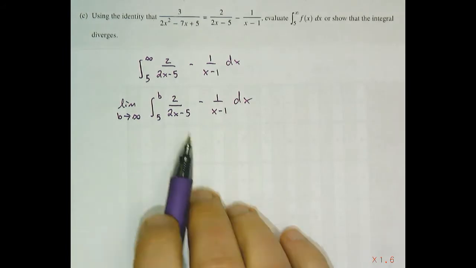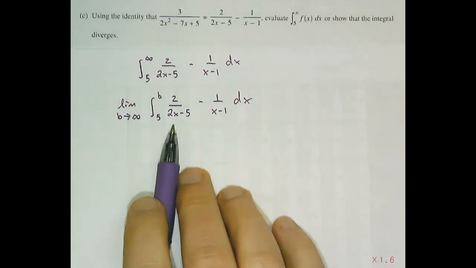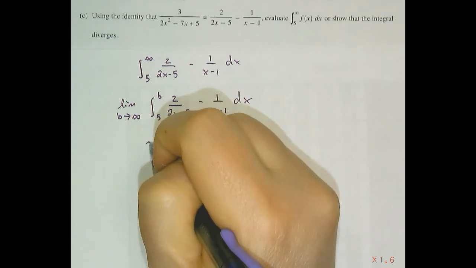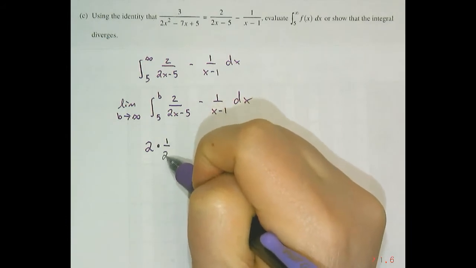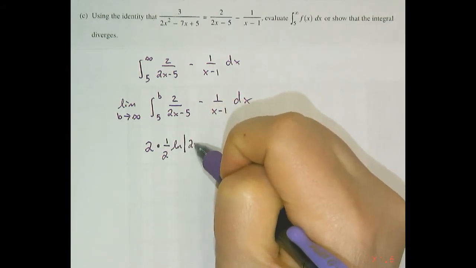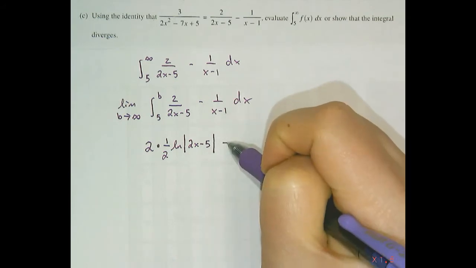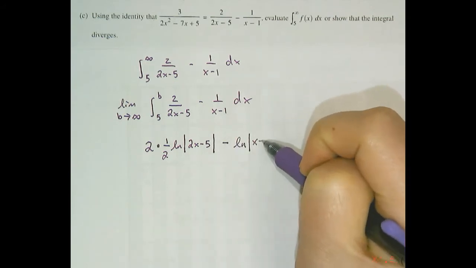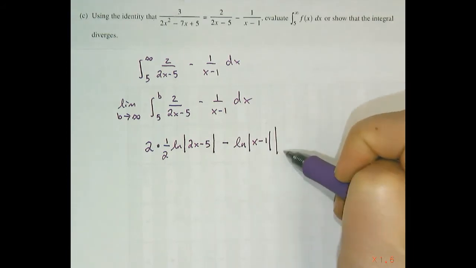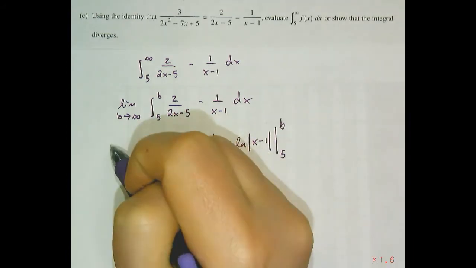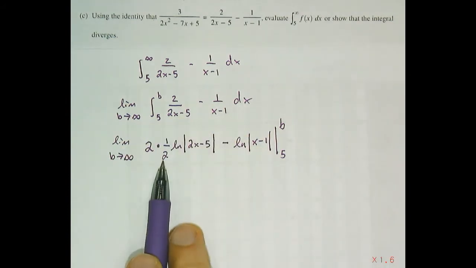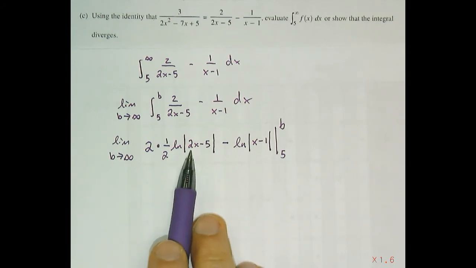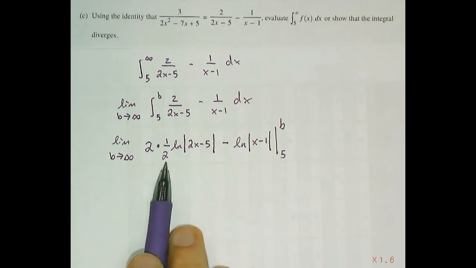When we find the antiderivative of each of these pieces, the antiderivative of this, 2 from the numerator, constants go along for the ride, times 1/2 ln of the absolute value of 2x minus 5, subtract ln of the absolute value of x minus 1, evaluated from 5 to b, and we're going to be taking the limit of that expression. Now, it is probable that several people forgot this 1/2 here. Remember, the u substitution that we do on the denominator is going to cause that adjustment of the 1/2 there.